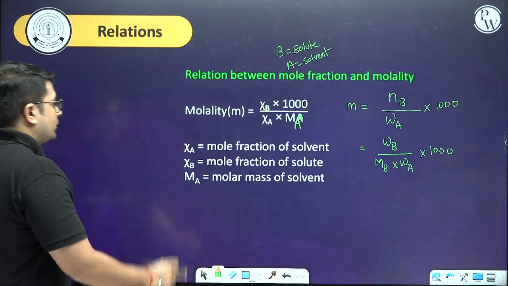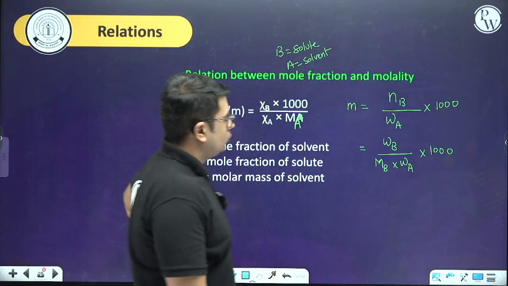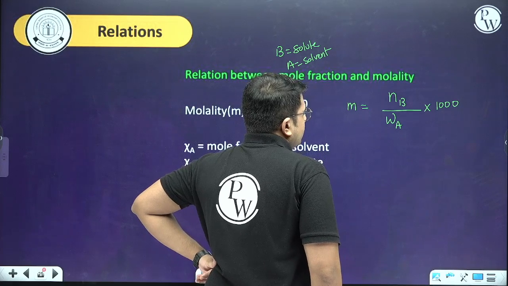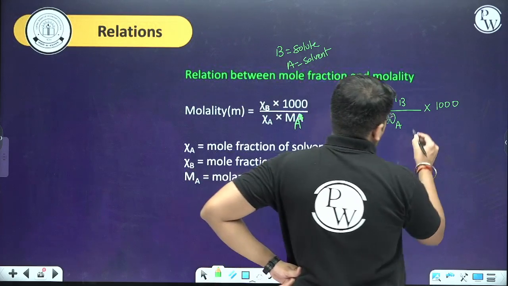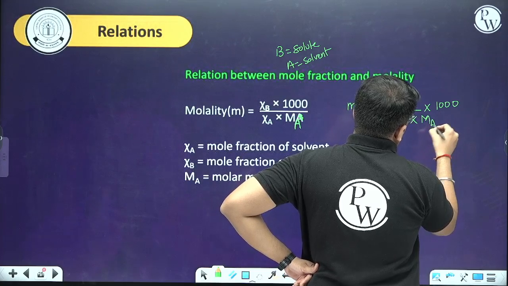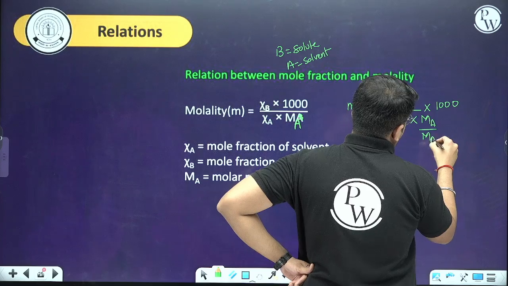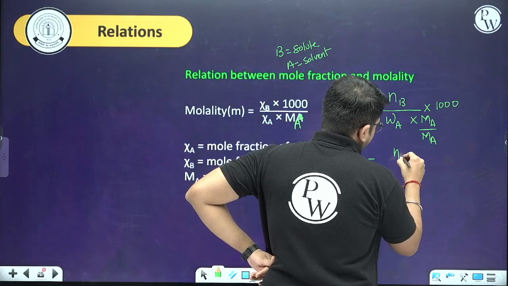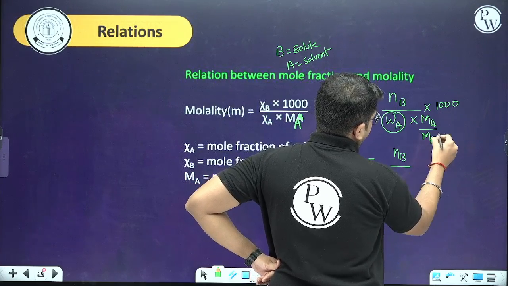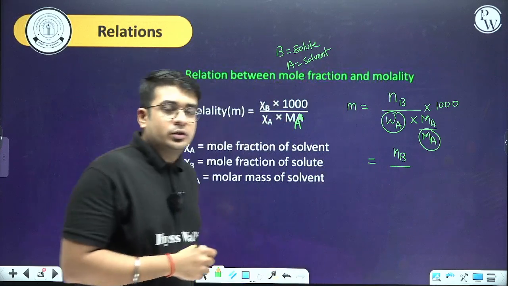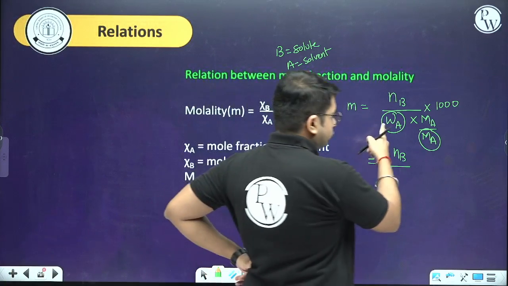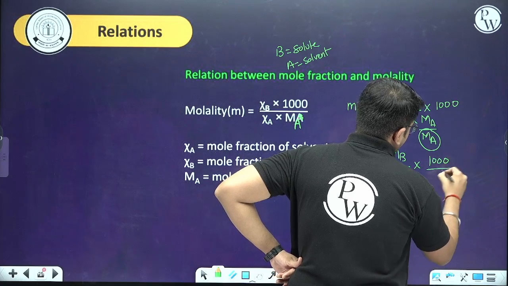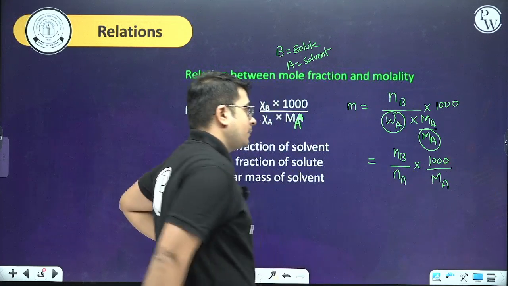Okay, now from that particular part, we can do one thing: I am multiplying and dividing it with the MA part. So that will be NB upon NA, weight of solute divided by the molar mass of solute, and weight of solvent divided by the molar mass of solvent, multiplied by 1000 divided by MA. Okay, so this is the formula.